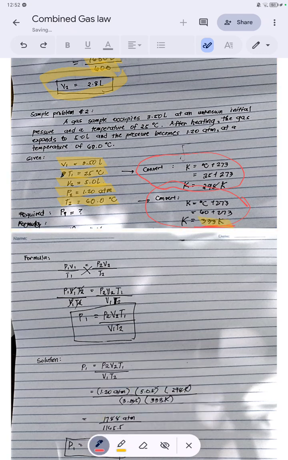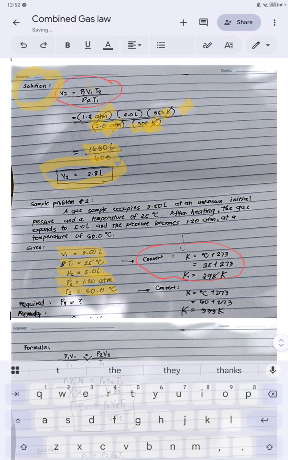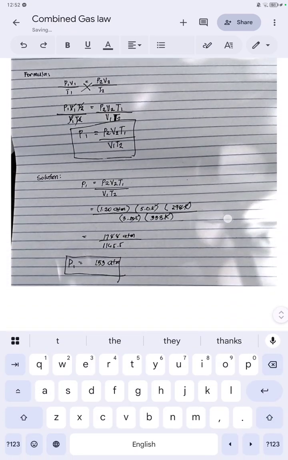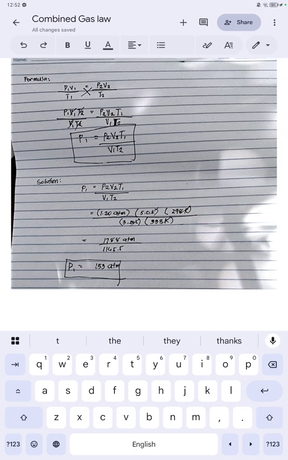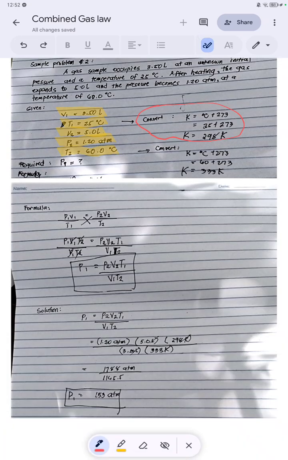So, the formula. You need to derive the formula first before you can go to the solution. So, the formula is P1 V1 over T1 equals P2 V2 over T2. We multiply both sides by T1 T2 over V1 T2.